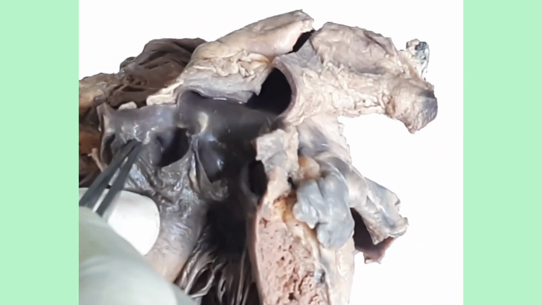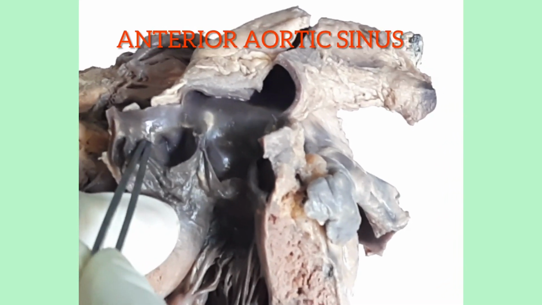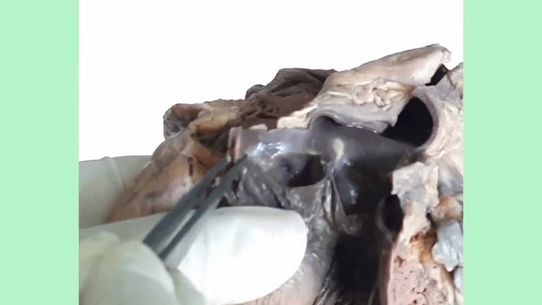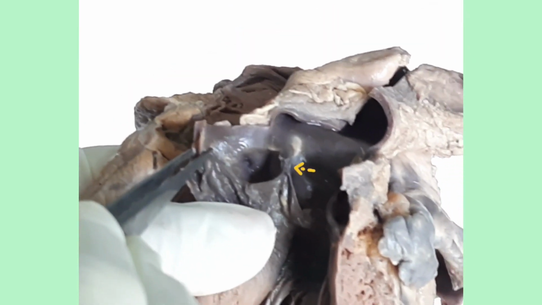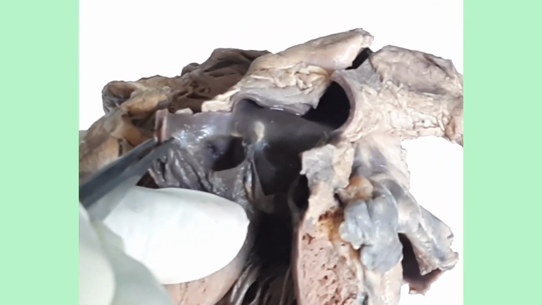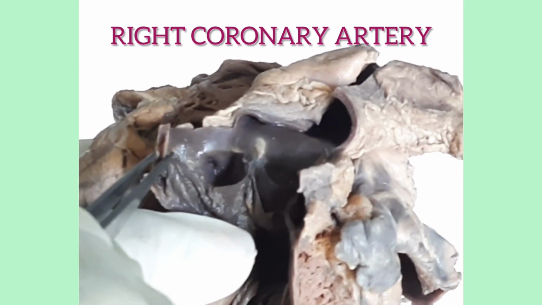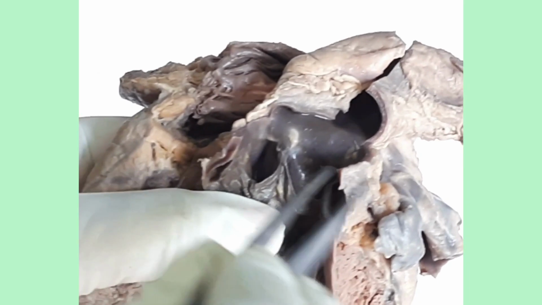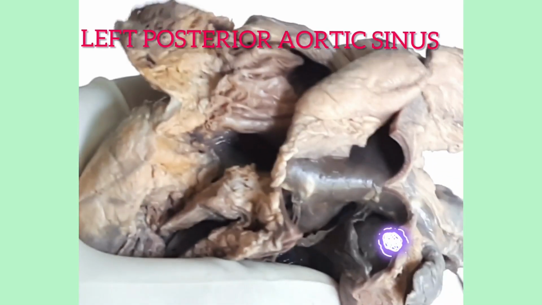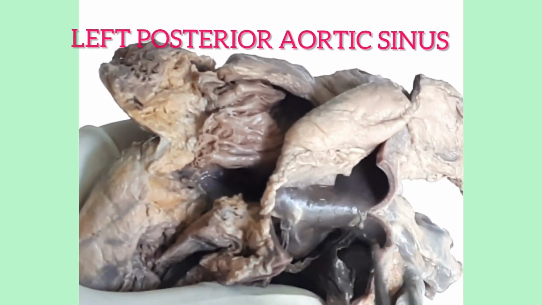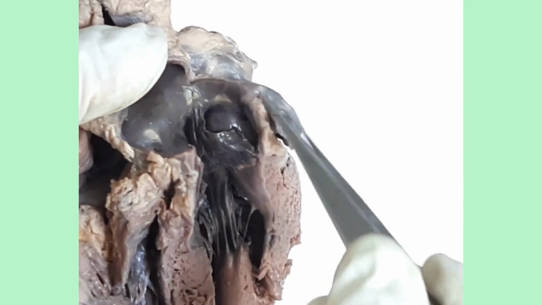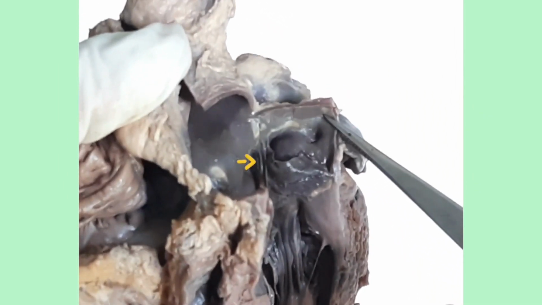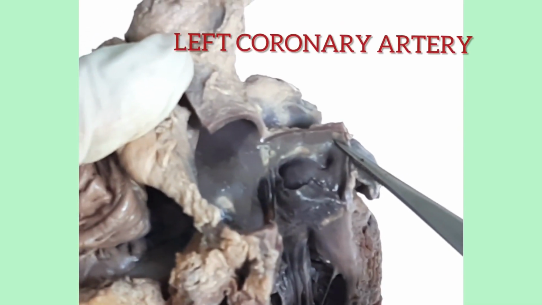And this is the aortic sinus. The anterior aortic sinus shows an opening here. This opening is the coronary ostium, which gives origin to the right coronary artery. Likewise, there are two posterior aortic sinuses. The left posterior aortic sinus is here. You can see here the opening, which is the origin of the left coronary artery.